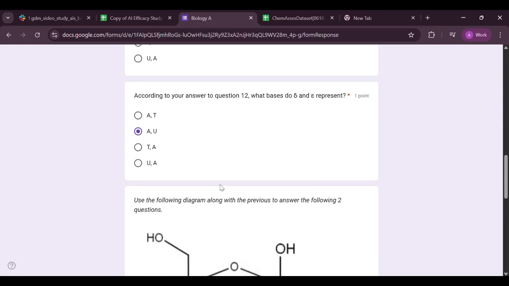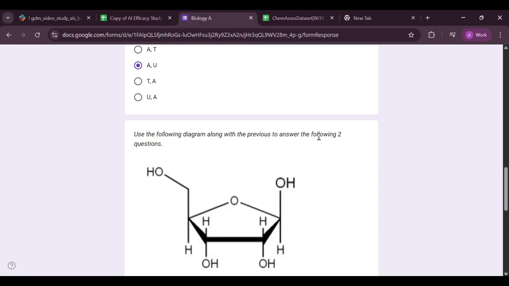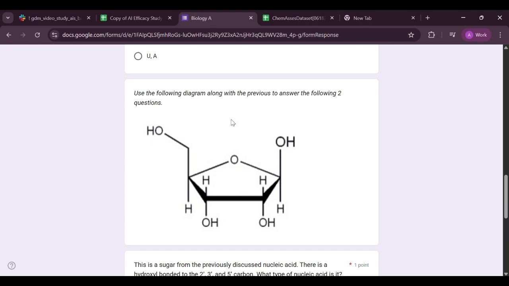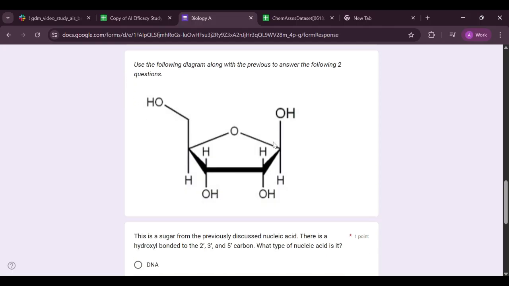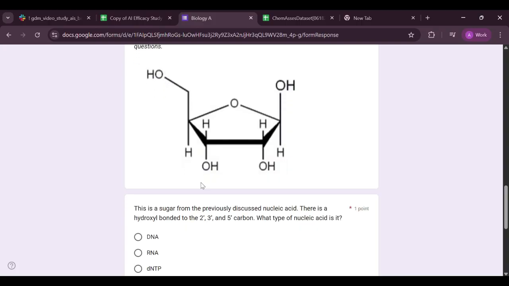Moving ahead, use the following diagram along with the previous to answer the following two questions. So there are two upcoming questions which I have to answer based on this image. Here we can see it is not a deoxy sugar. It is an oxygen-rich sugar, due to the presence of this hydroxyl group. In deoxyribose sugar, this will not be present. This will be hydrogen, but that is not the case here. Therefore, it is a ribose sugar, which is generally present in RNA. Therefore, this is a sugar for the previously discussed nucleic acid.